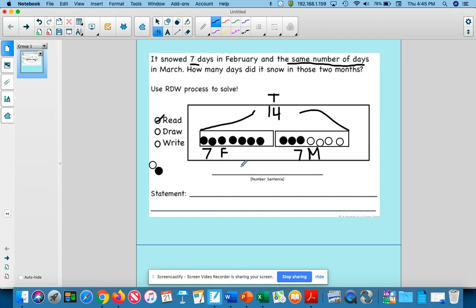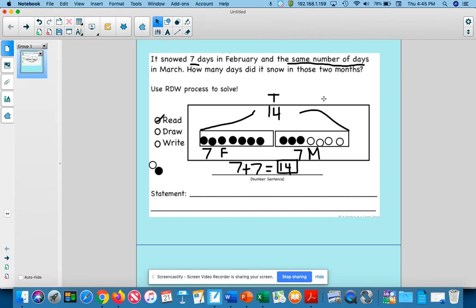All right. So we have 7 and 7. So we're going to make a number sentence for that. So that's 7 plus 7. And we know that equals 14. And we always like to box that mystery number. So we're going to put 14 here. And then I'll type up the statement.